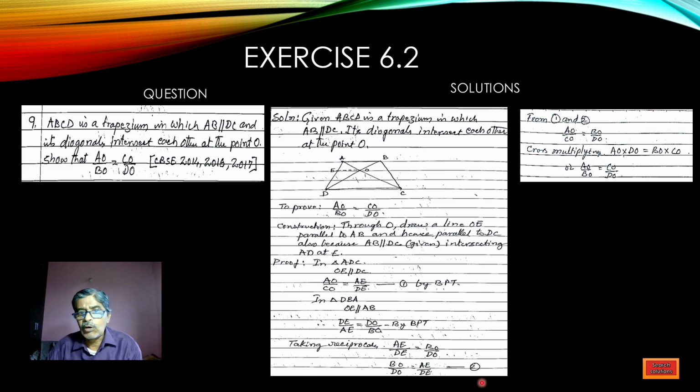So this we will call 2, and the earlier one was 1. So from 1 and 2, AO by CO is equal to BO by DO. On cross multiplication, AO into DO is equal to BO into CO, or AO by BO is equal to CO by DO.